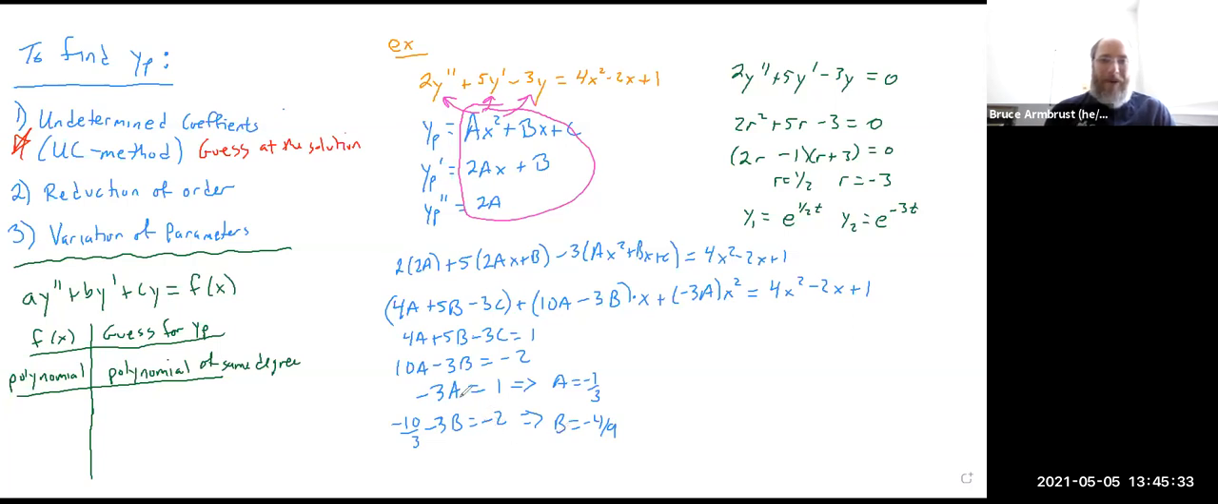I think so. All right, and then when we go to the last one, we're going to have 4a, so -4/3, plus 5b, so -20/9, minus 3c equals 1. And similarly, we're going to be able to solve for c. So let's see, that's going to be -12/9 minus 20/9, so 41/9. I think that's -41/27. Again, I'm not entirely certain, but it feels right.